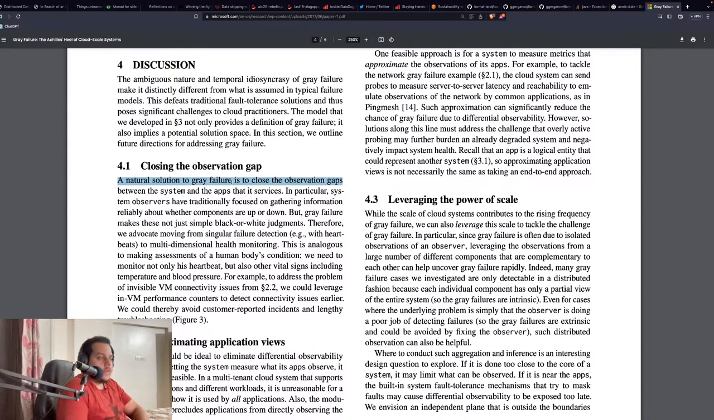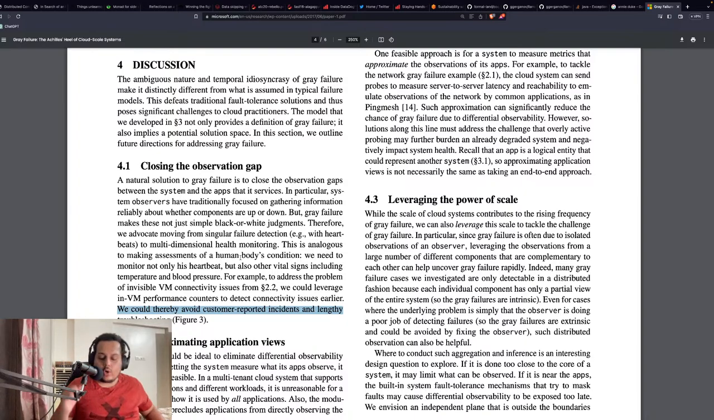Okay, so we have a solution here. This is analogous to making assessments of human body condition. We need to monitor not only heartbeat, but also vital signs, including temperature, etc. Okay, fine, cool. So we could leverage VM performance counters to detect connectivity issues earlier. We could thereby avoid customer-reported incidents.